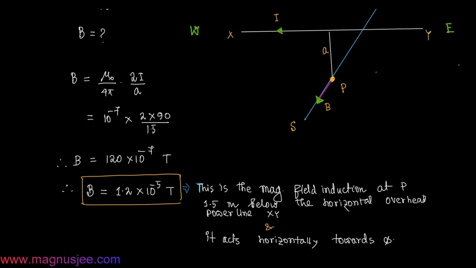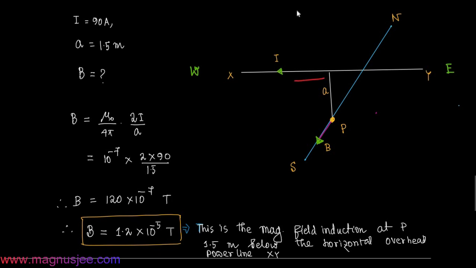horizontally towards south, using right hand palm rule. This magnetic flux density or field induction acts horizontally towards south. According to right hand palm rule, if we move our four fingers parallel to current I and turn towards the perpendicular distance A of the point P, then magnetic flux density or field induction B will act horizontally towards south.